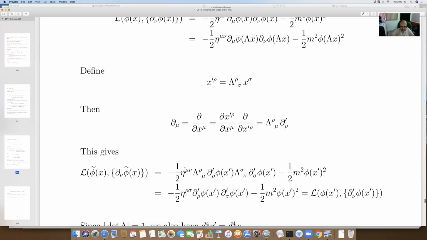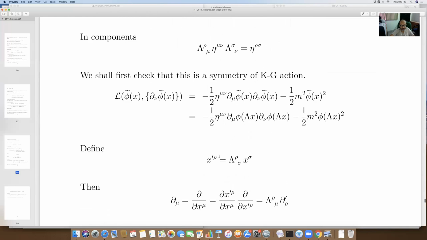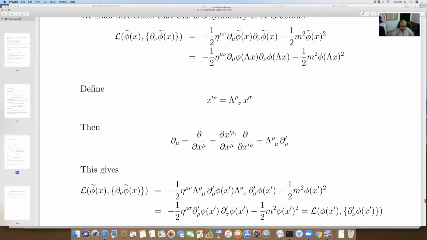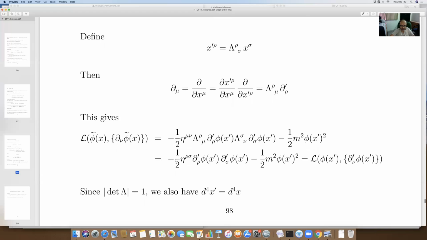And now we use the fact that eta mu nu, lambda rho mu, lambda sigma nu is eta rho sigma. This equation holds because lambda is a Lorentz transformation, provided it satisfies this equation. So you replace this combination by eta rho sigma. And you see that it becomes minus half eta rho sigma del prime rho phi x prime, del prime sigma phi x prime, minus half m squared phi x prime squared. That means this is the same as the Lagrangian density evaluated at phi of x prime and del prime nu of phi x prime. Because all we have done is that in the original Klein-Gordon Lagrangian, phi x has been replaced by phi x prime, and all the derivatives with respect to x have been replaced by derivatives with respect to x prime. That's what we mean by this.